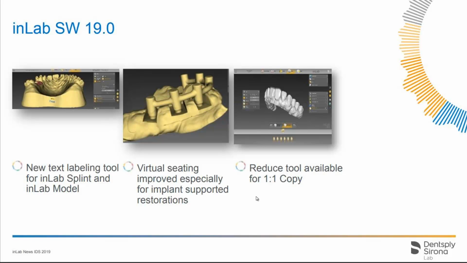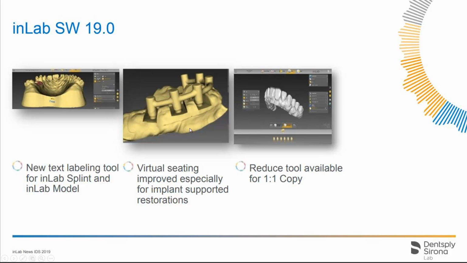We have a new text labeling tool in the inLab splint and model software. You just go over to the right hand side of the screen and put in the text that you want to go on the model. With a single click, you'll put it on the upper, and then a single click to put it on the lower. Virtual seating is now improved, especially for implant supported restorations.